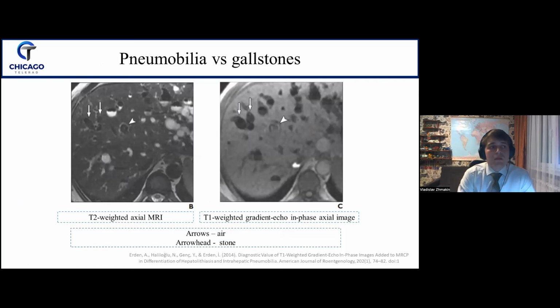I know that X-rays and CTs are probably better in differentiating, but if we see something like this on T2 weighted axial MRI, we cannot know whether it is air or stone. So we should use T1 weighted gradient echo in-phase axial image, and on this image, we can clearly see that this is a stone and this is air.